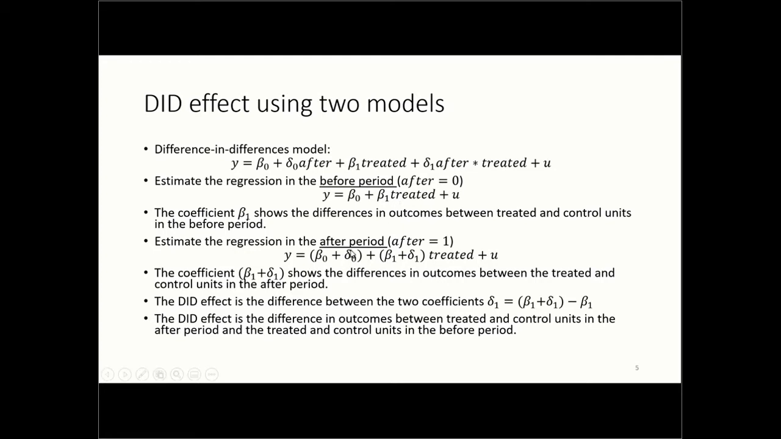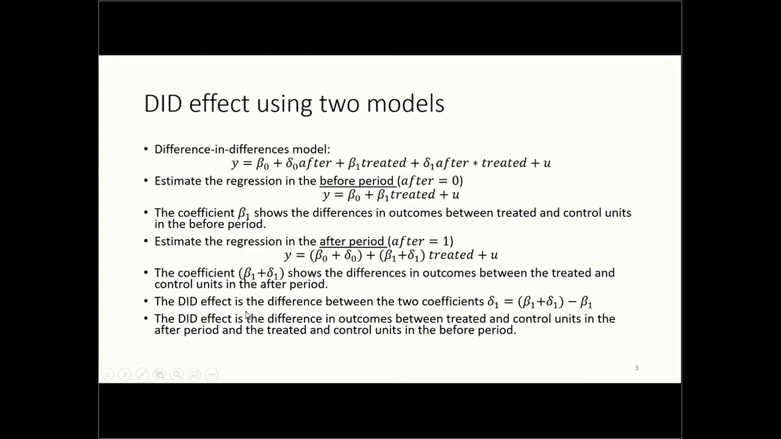So in the after period, after would be equal to 1. So we would need to be collecting these coefficients. If after is equal to 1, this plus this would be the intercept. And if after is equal to 1, then the coefficient on treated would be beta 1 plus delta 1. And so that's what the coefficient on treated is. So the coefficient here would show the difference in outcomes between the treated and the control units in the after period.